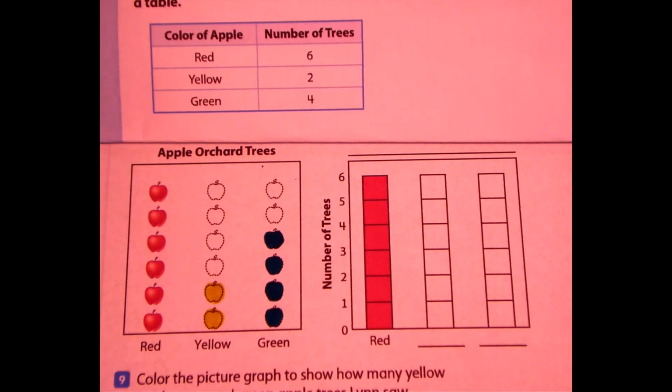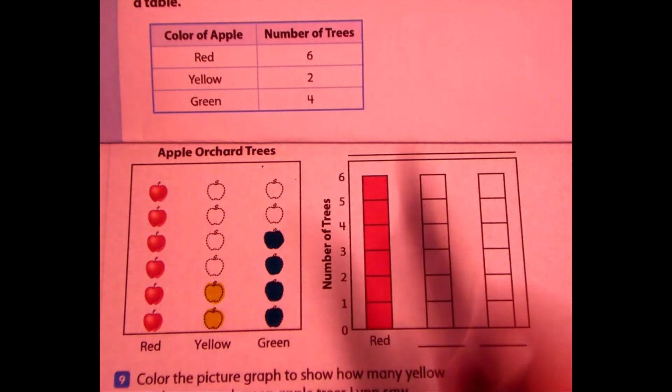So number 9 basically says, color the picture graph to show how many yellow apple trees and green apple trees Lynn saw. So we've already filled in our picture graph using the data from our table. So on your graphs, why did we color the same number of apples and squares? Okay, so let's go ahead. Number 10, we're going to fill in our bar graph.